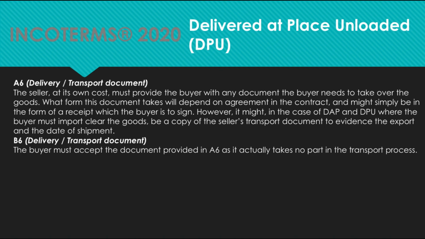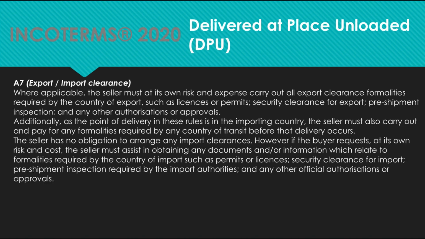B6. Delivery transport document. The buyer must accept the document provided in A6 as it actually takes no part in the transport process. A7. Export-import clearance. Where applicable, the seller must at its risk and expense carry out all export clearance formalities required by the country of export, such as licenses or permits, security clearance for export, pre-shipment inspection, and any other authorizations or approvals.